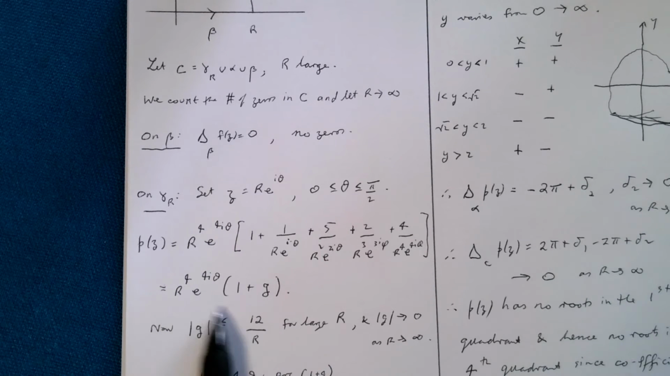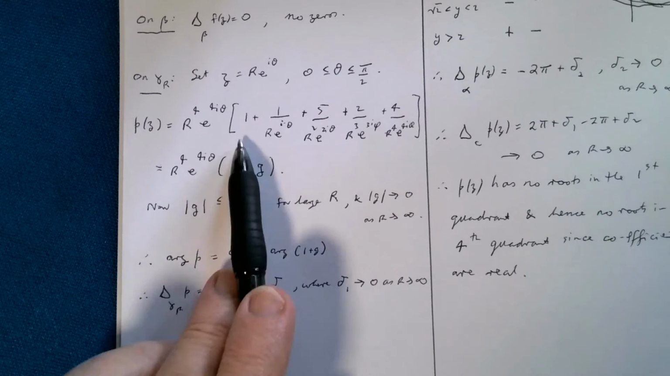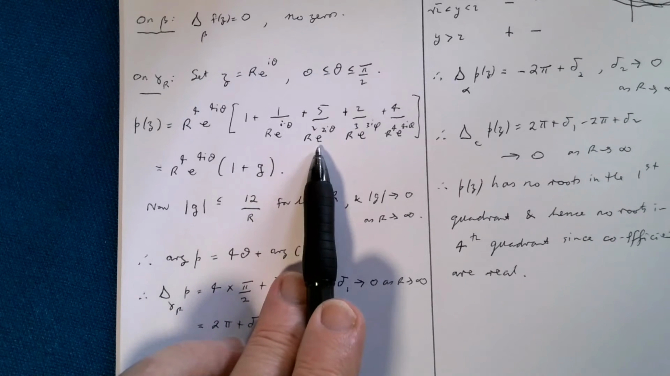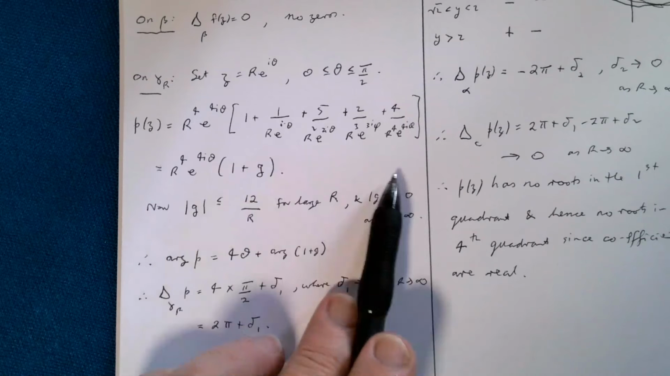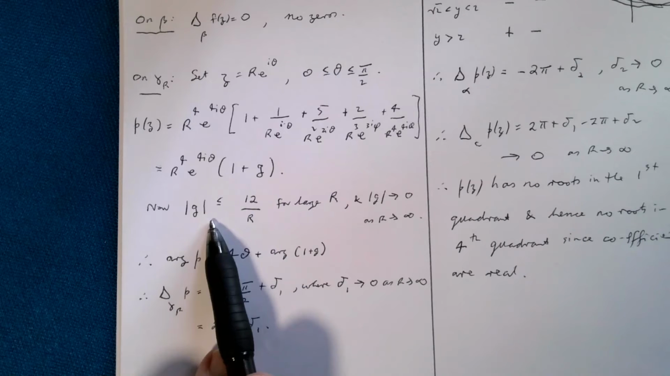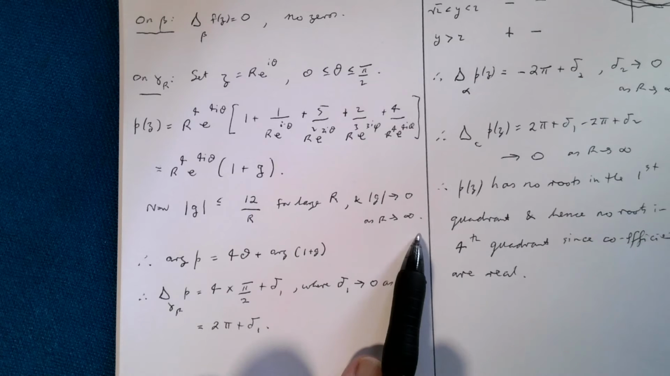So I'm going to write this as r to the 4th e to the 4i theta times 1 plus some function g. And I want to just get an idea of the size of this g. Well, the modulus of g is less or equal to the sum of the moduli of each of these. And the moduli of each of the e to the i theta terms is 1. And because r is bigger than 1, I can replace all of the terms with just an r. And so that's 4, 5, 6, 11, 12 over r for large r. And it also means that the modulus of g is going to 0 as r goes to infinity.